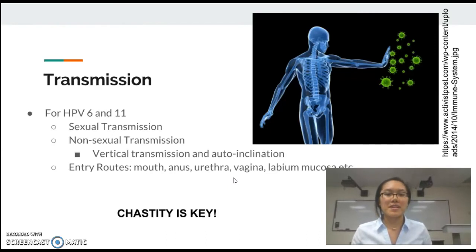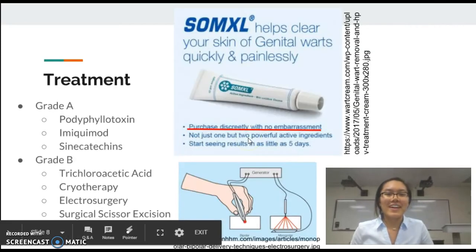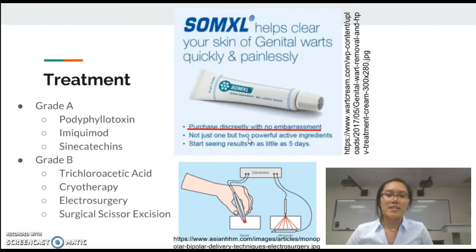So for treatment. There are two main types of treatment, grade A and grade B. Grade A is bought in store, so you could just go to CVS or your local pharmacy and buy these treatment options. The first one and the most common is called podophyllotoxin.